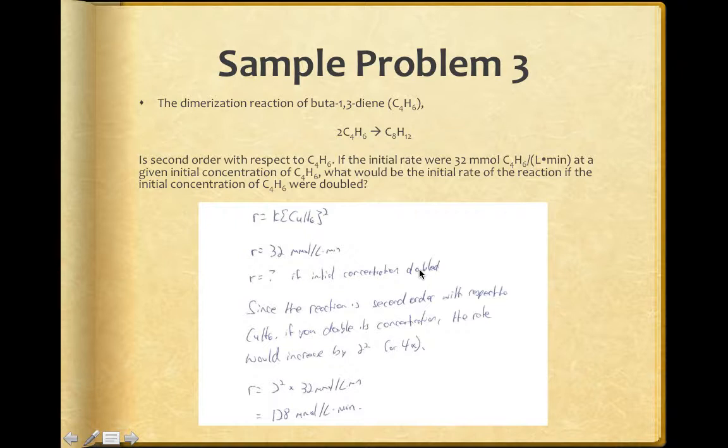Now, we're going to do the same thing as the last one. Since the reaction is second order with respect to C4H6, if you double its concentration, the rate would increase by 2 to the 2, or 4 times. So all that we need to do is multiply the rate that we're given by 4, or 2 to the 2, and that gives us 128 millimoles per liter minute. Don't worry about sig figs for these types of problems. We can just write out what we're given. That's not a problem for this.